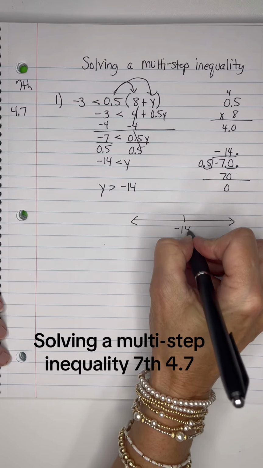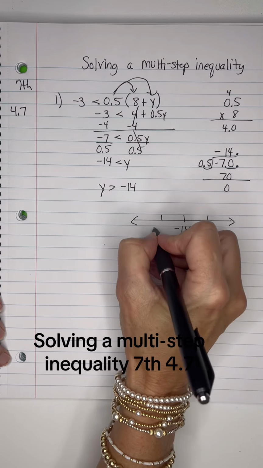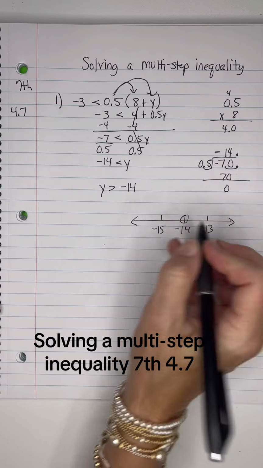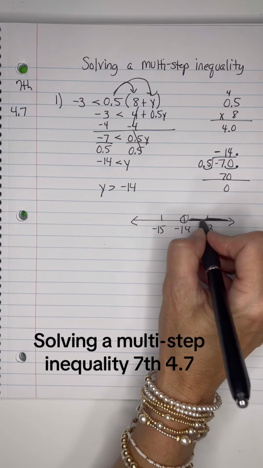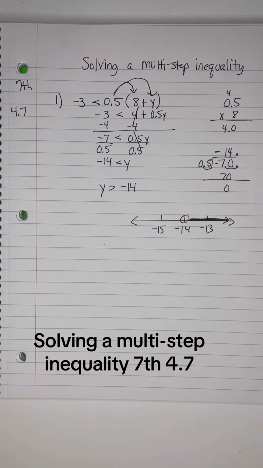So I've got me a -14, a -13, and a -15. An open circle at -14, and I want to shade to the right. Try it yourself and see if you can get it.